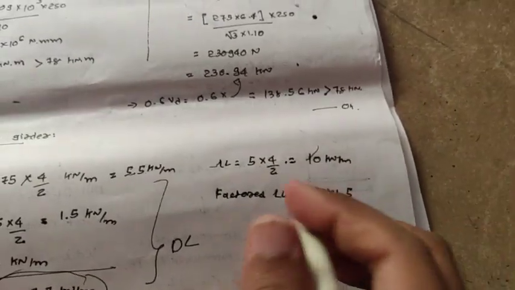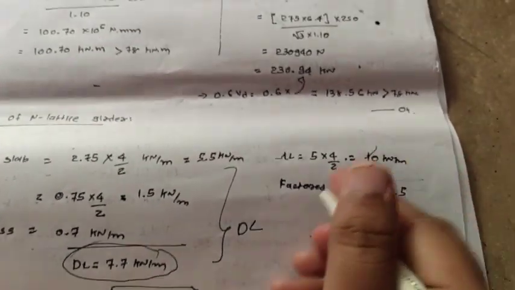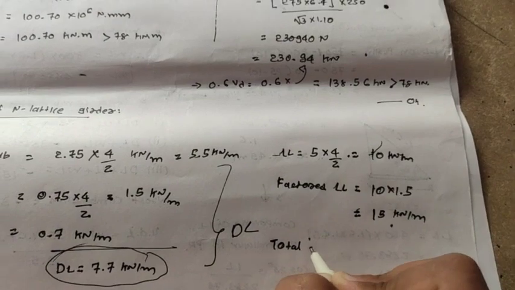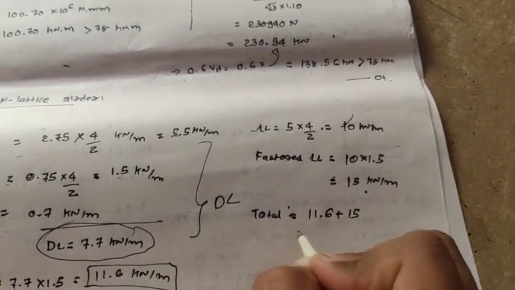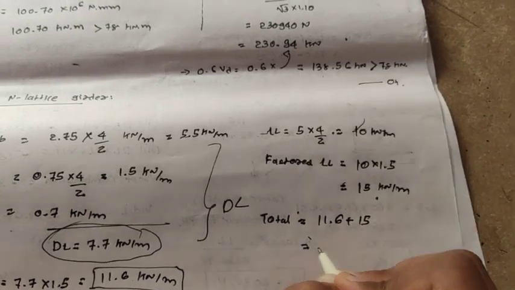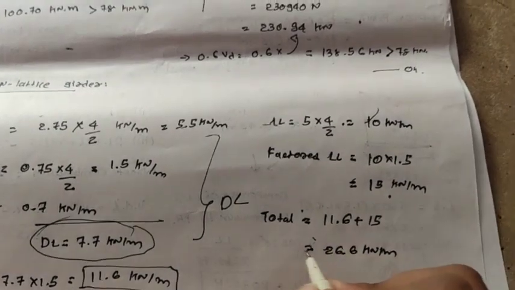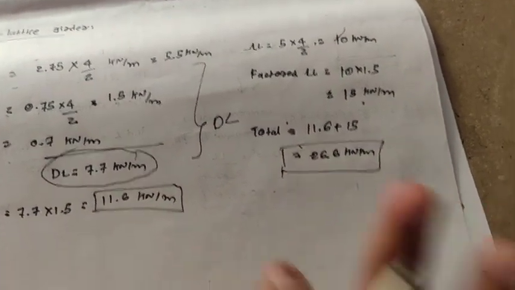The live load is given. So here the dead load and live load both are found. What is the total UDL? The total factored UDL is equal to 11.6 plus 15, which means dead load plus live load is 26.6 kilonewton per meter. This is our final answer.